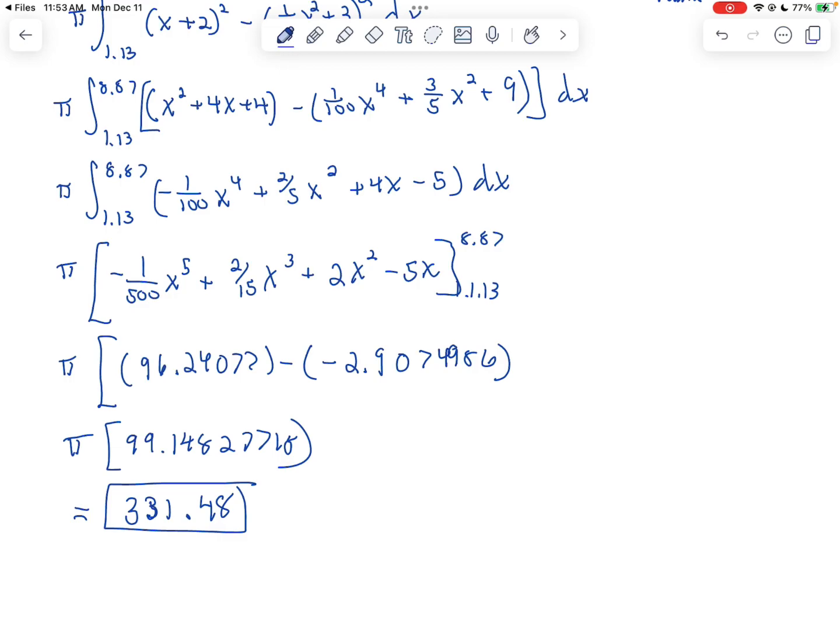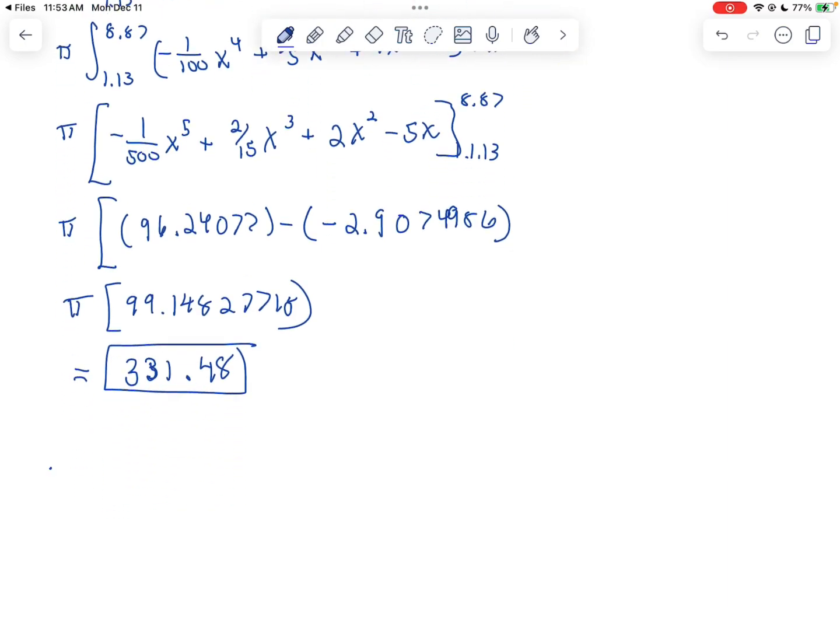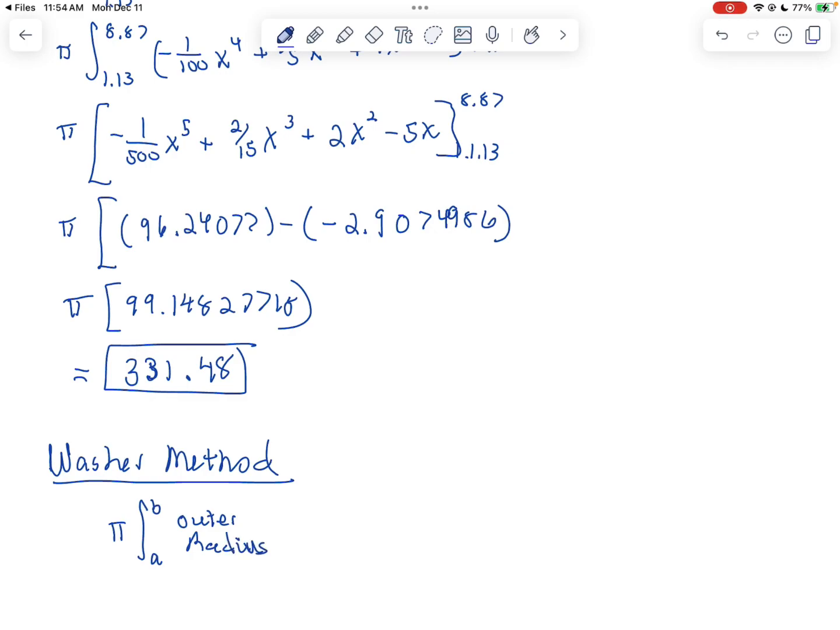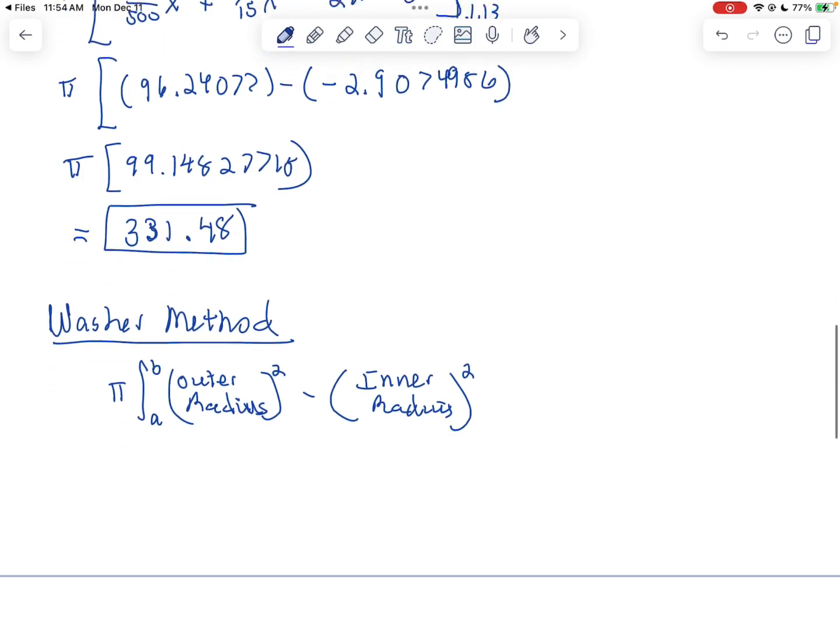So I hope this video helped you understand finding the washer method. Again, the main takeaway from this video is that for the washer method, you take pi times the integral from a to b of the outer radius squared minus your inner radius squared. Do not forget that formula.